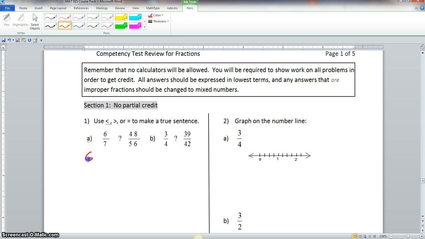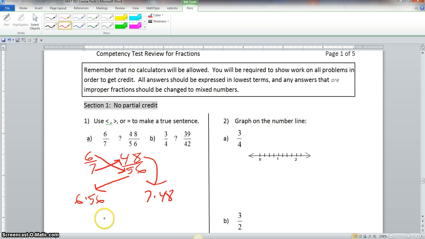We have 6/7 and we have 48 over 56. Now, how I told you all to do this was this here. Take the top of this first fraction times the bottom of this second fraction, and that will give you your first value, which will be 6 times 56. Now, for the second value, we'll take the bottom of the first times the top of the second, and that will give us our second value, 7 times 48.